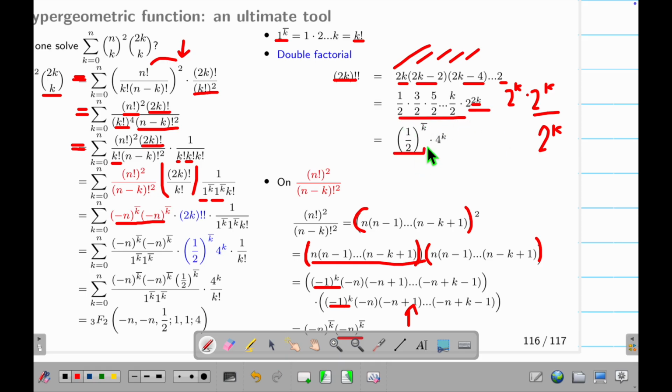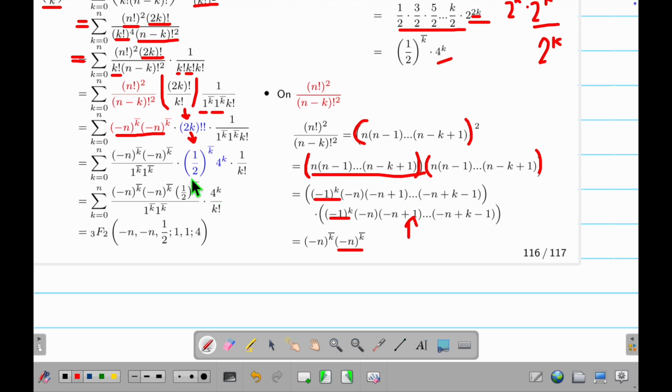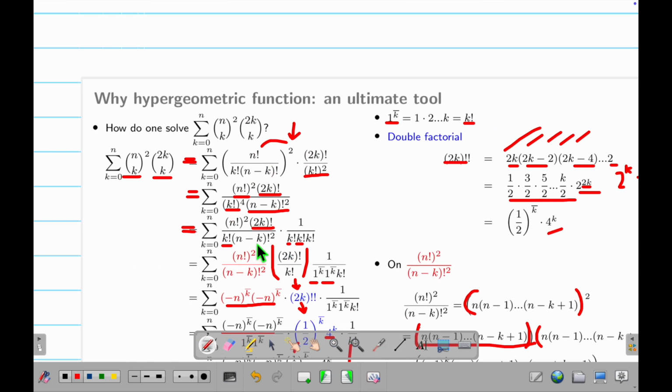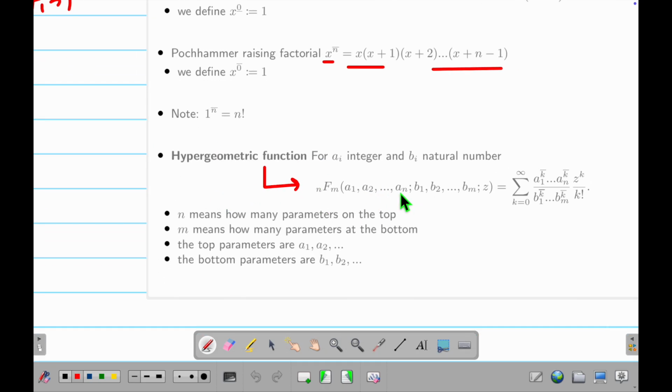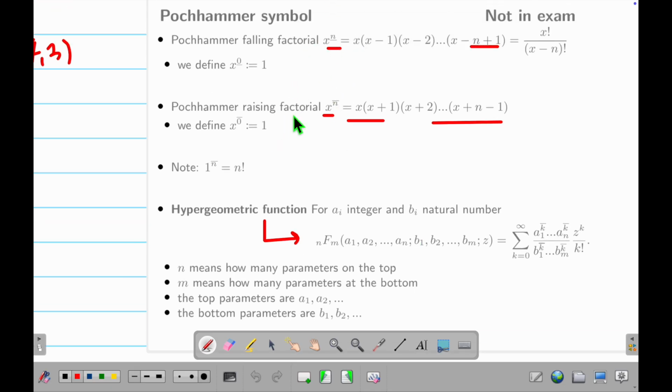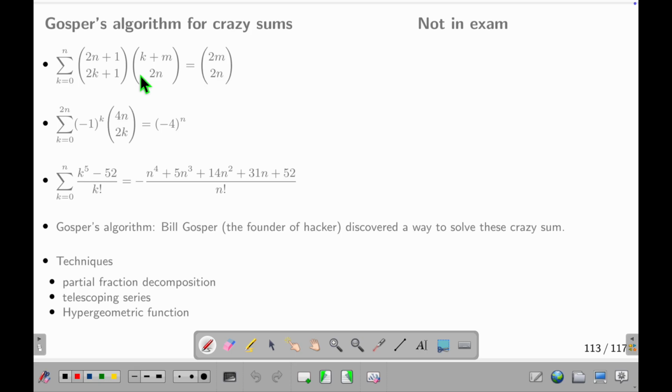This product is a rising power of half. And this becomes 4k. So now I get this one to here and to here. And then what? This thing is this 4k. This k factorial is this k factorial. This is this, nothing changed. This term is just this term, nothing changed. And this is exactly a hypergeometric function with negative n, half, 1, 1, and 4. That means suppose you have a binomial sum. How do you solve this problem? You find a way to write it down as a hypergeometric sequence, and then you just keep simplifying a bunch of crazy factorials. Then you can solve whatever sum you see in the binomial world.